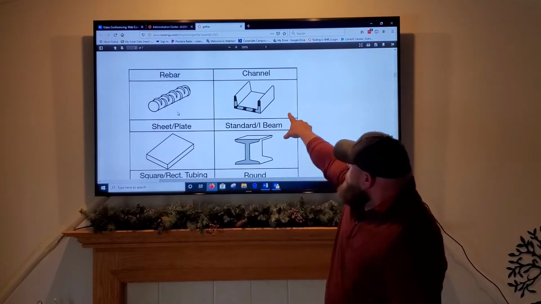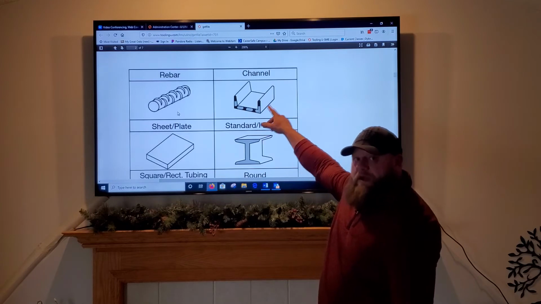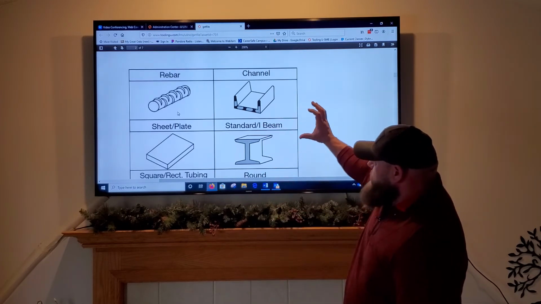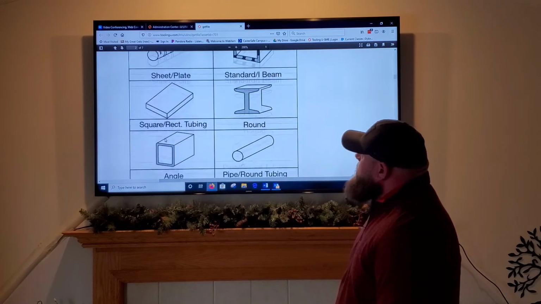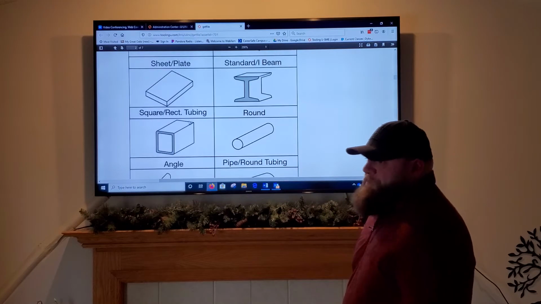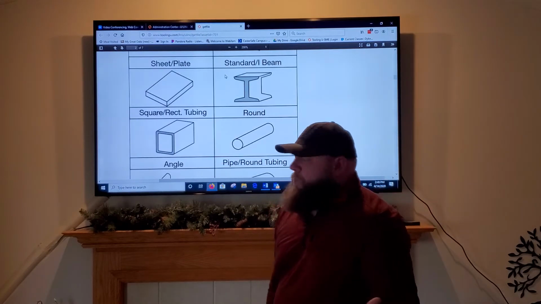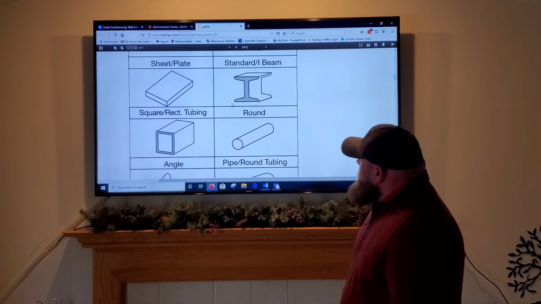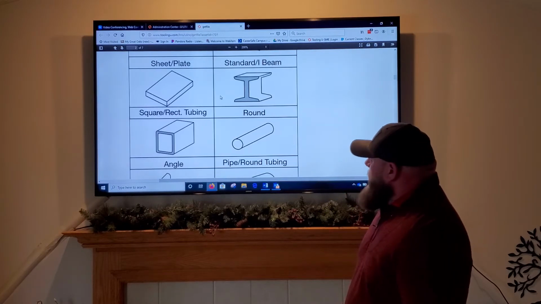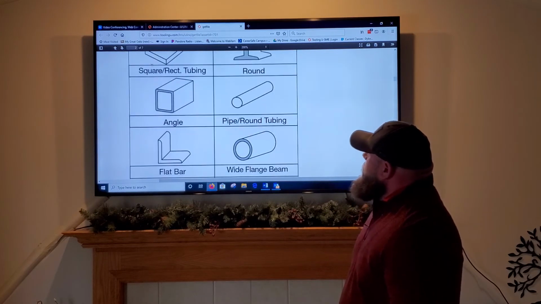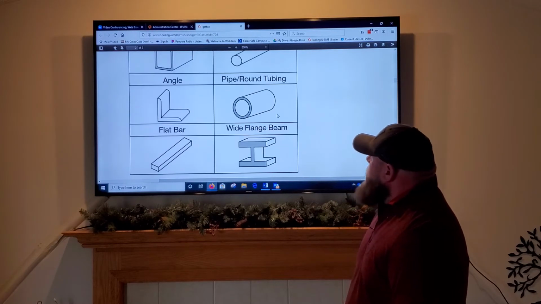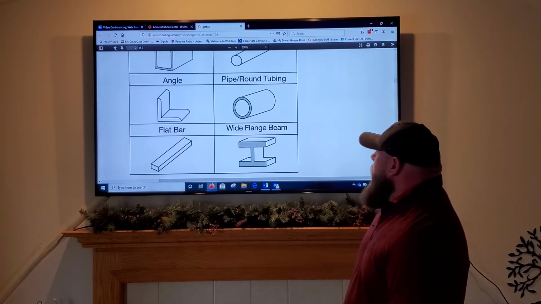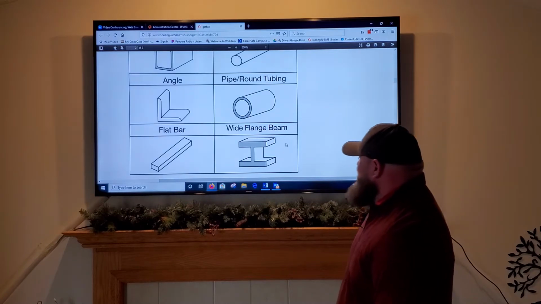Okay? Channel. A lot of times we call that a C channel. If you were to flip it on the side, it would look like a C. Square or rectangular, sheet plate. That's your basic bar stock, flat stock that you use for your weld coupons. Standard I-beam. You can notice it looks like an I. Square or rectangular tubing. Round stock. Angle iron, pipe, round tubing. Flat bar, and wide flange beam.